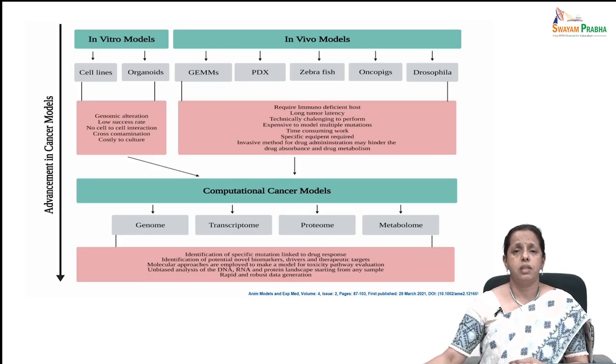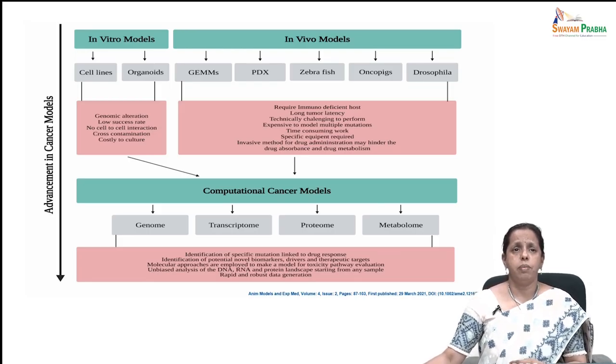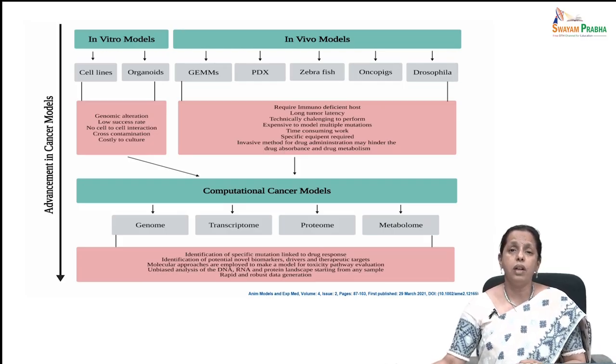In the in vitro models, cell lines and organoids are very well established, whereas in the in vivo models you have genetically engineered organisms, PDX models, zebrafish, and at a later stage the oncopigs, and some study groups utilize Drosophila. So cell lines are in vitro models. They represent only part of the tumor microenvironment and may not be representative of the complete tumor per se.